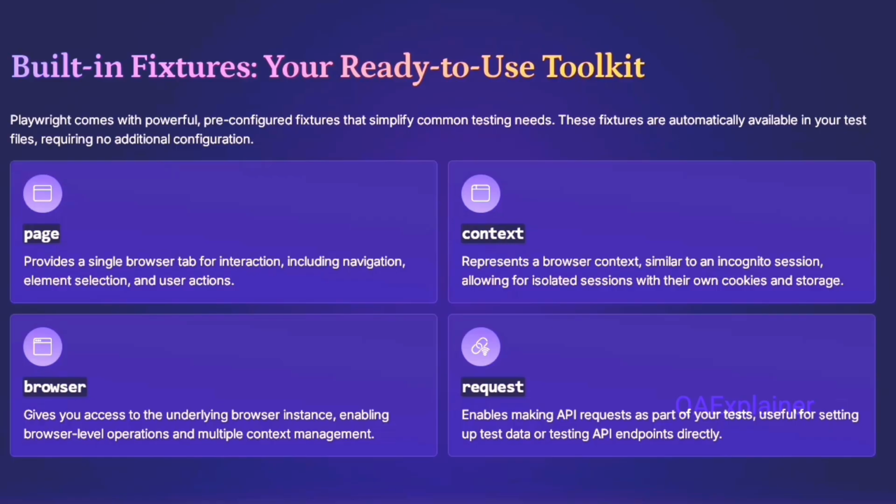And there is browser, which gives access to the underlying browser instance, or we can establish browser-level operations with multiple context management. Another is request. It helps to make API requests as per our test cases and test data setup, so it will directly hit the test API endpoint. So these four are the built-in fixtures. Apart from these, we can also create different fixtures in Playwright.